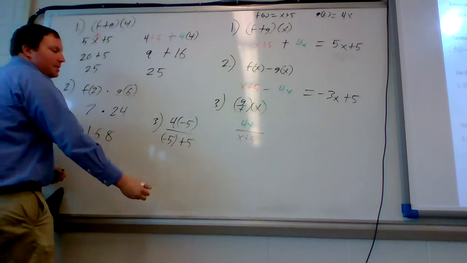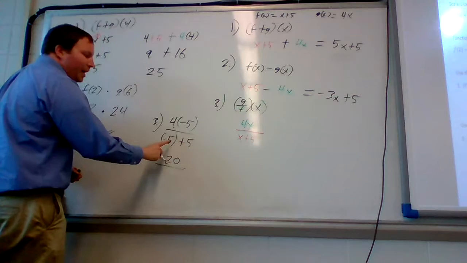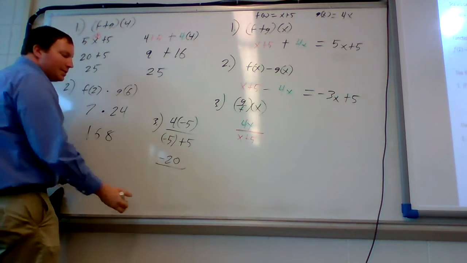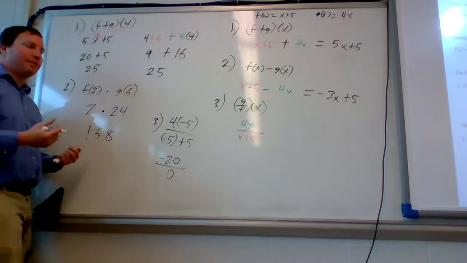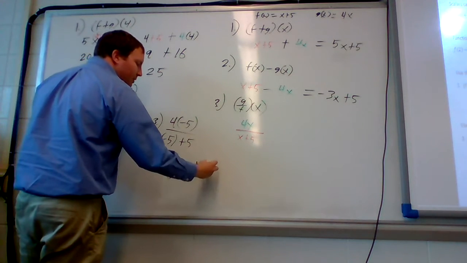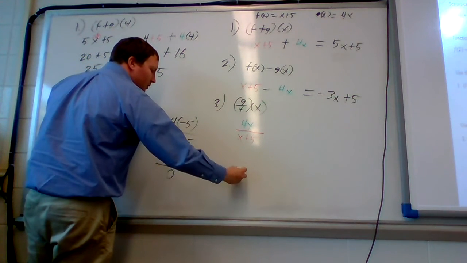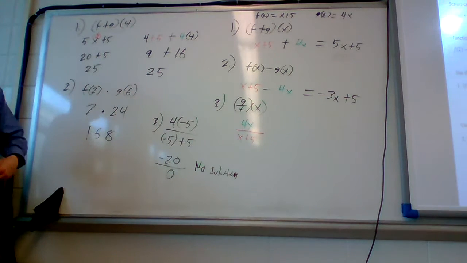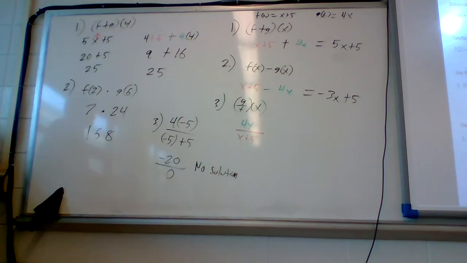Now we can do the top. 4 times -5 gets us -20, divided by -5 plus 5 would get us 0. And we cannot divide by 0, so in this case it's no solution. Or it would be represented as a hole in the graph. Okay? Or an asymptote, really. That would be an asymptote. We cannot have -5 as a value. Okay. So that takes us to the homework.